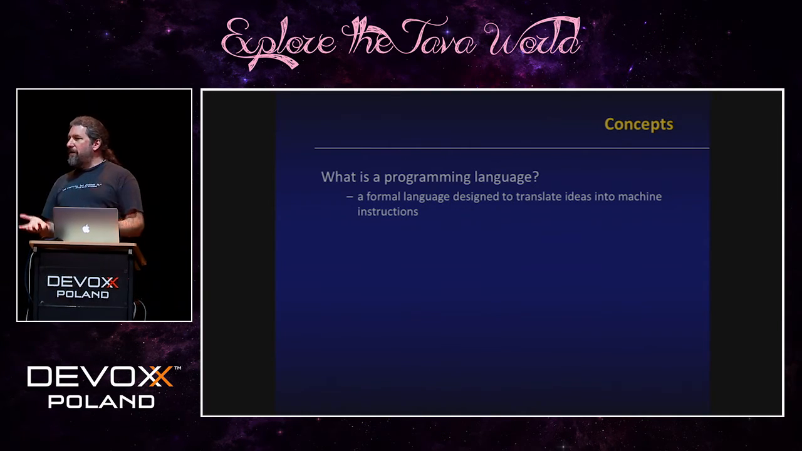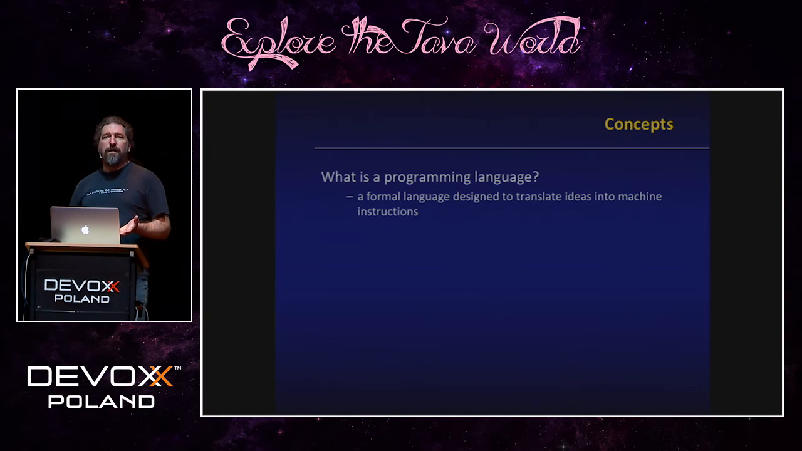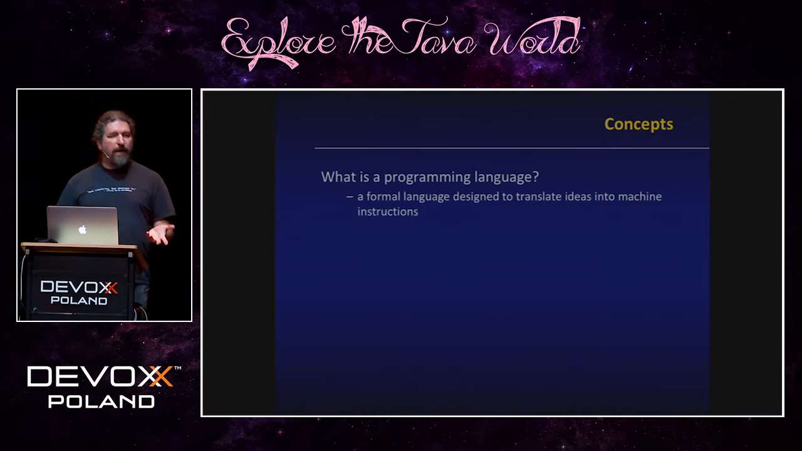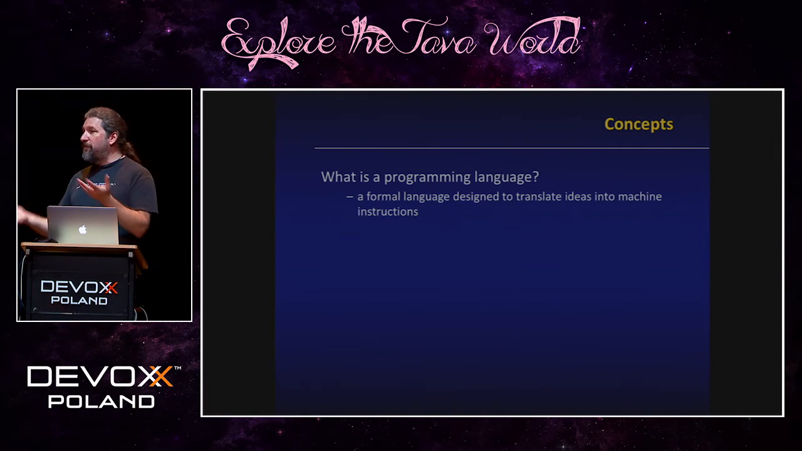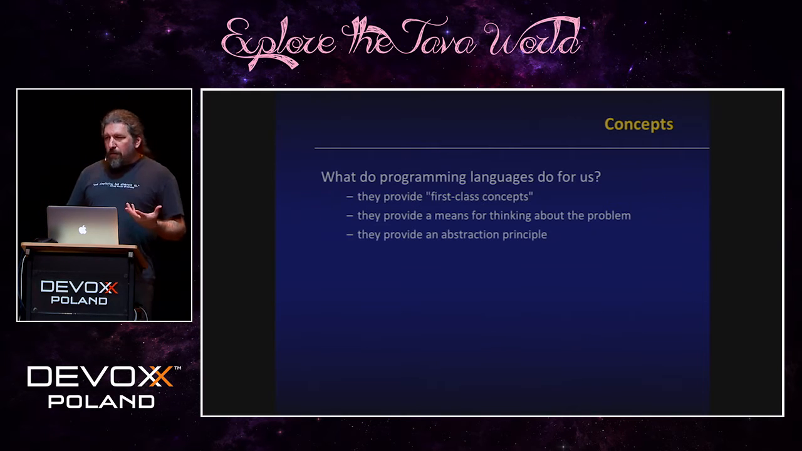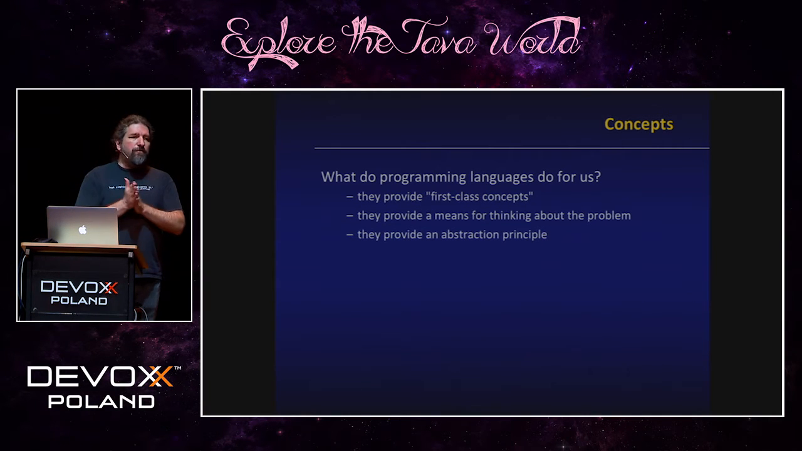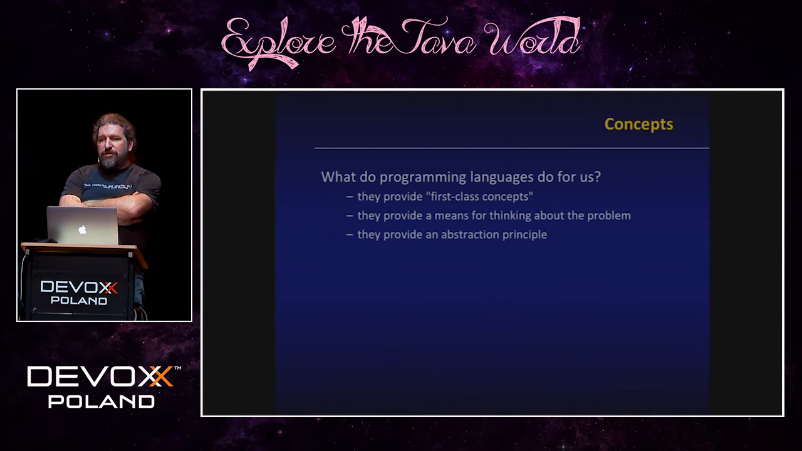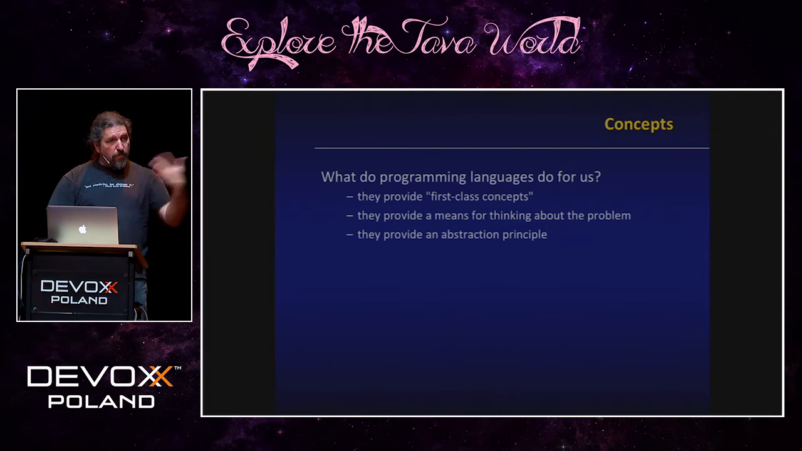Whenever we start talking about some of this stuff, it helps to begin from base definitions. So, what's a programming language? A formal language, as opposed to an informal language like most spoken language. A formal language designed to translate ideas into machine instructions, which begs the question, what exactly do they do for us? To be very blunt, what most languages end up doing is they choose a certain number of concepts that they want to capture, what we call first-class concepts, and expose them to programmers as a way to create things so that we don't have to constantly reinvent the wheel.